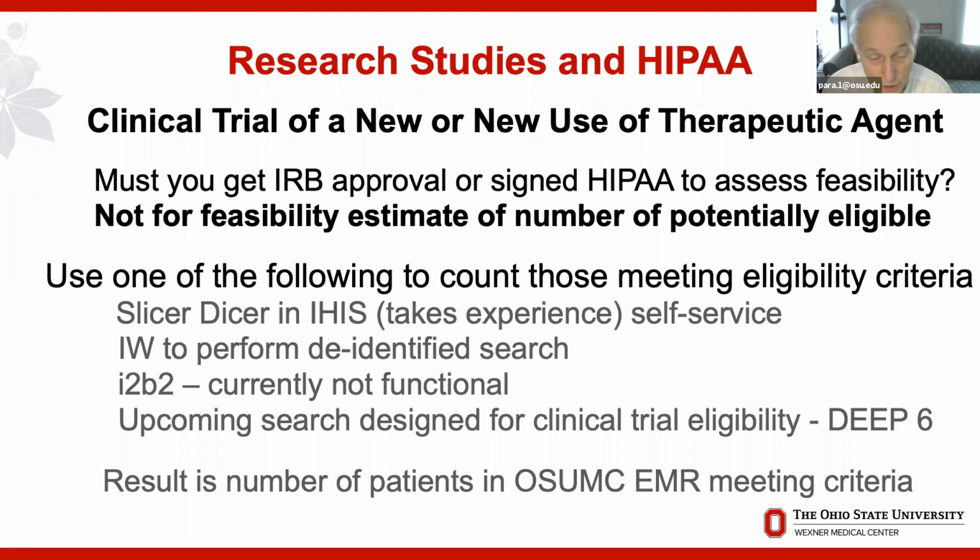And I heard recently about something called Deep 6, which the College of Medicine is buying, which is specifically designed to search for clinical trial eligibility. The Cancer Center is very interested in this. The College of Medicine is interested in this. And this might be the ultimate tool that really is focused on specifically clinical trial eligibility searching of medical records, and it even includes natural language processing.